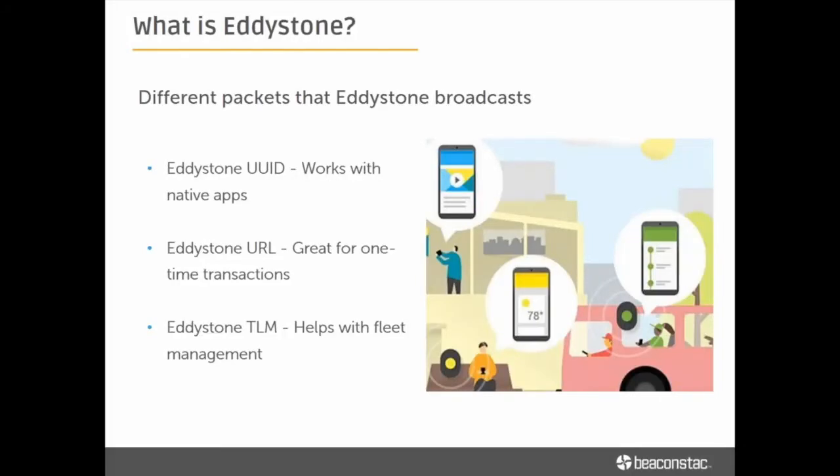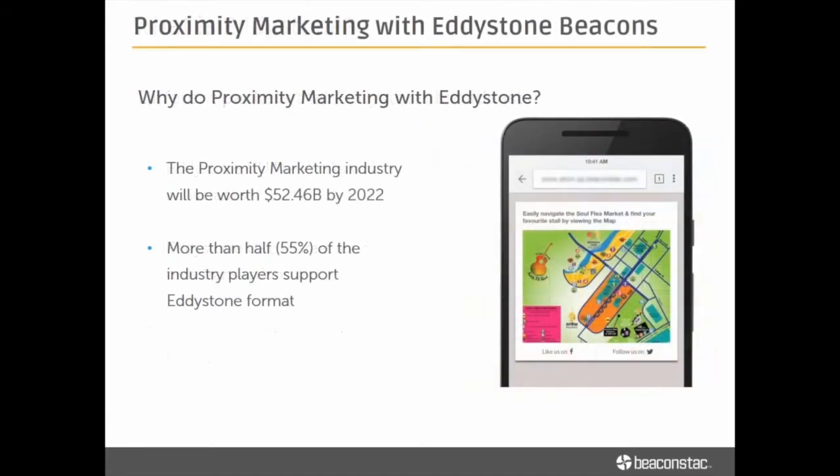Eddystone UID is basically very similar to Beacon UUID, nothing different there. Eddystone URL is based on the idea that an app detecting the beacon can go directly to the URL instead of having to convert it into a destination web address. This is very, very critical in case of Eddystone, as we'll discuss in the later slides. Eddystone TLM, also known as telemetry, simply tells about the beacon's health data such as battery levels and other diagnostic data.